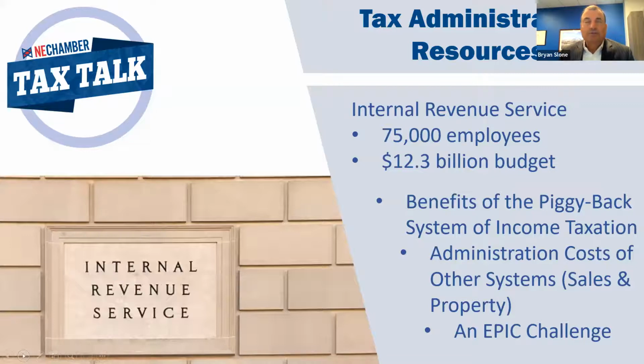A huge difference between federal policy and state policy is considering the tax administration resources, because whatever system you build, you have to administer. We have a piggyback system here in Nebraska on the income tax side. It's very smart that we do. The Internal Revenue Service now has 75,000 employees. When I worked there, we had over 100,000 employees. So the Internal Revenue Service has actually gotten smaller in terms of employees. It has a $12.3 billion budget.